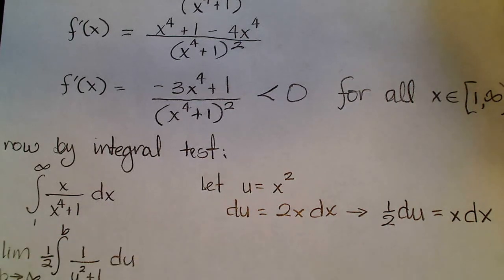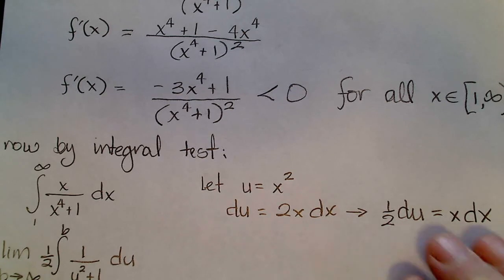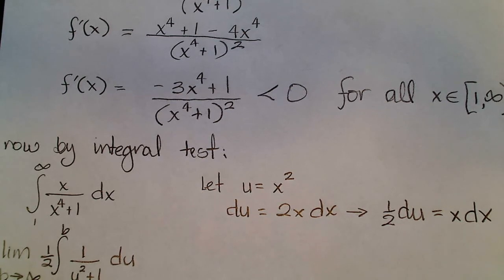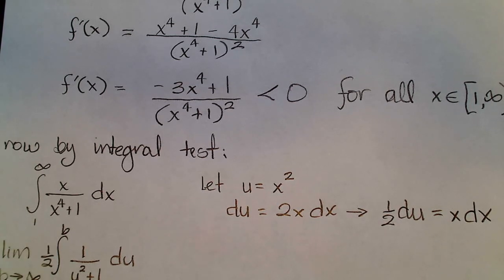So I go ahead and make that substitution and rewrite it as an indefinite integral. And I have the limit as b goes to infinity. I'm going to throw that 1/2 out front, and I have 1 over u squared plus 1 du. Well, that is arctangent. So I end up with the limit as b goes to infinity of 1/2 arctangent of u, because the answer to that integral is arctangent of u. And I'm going to evaluate from x equals 1 to b.